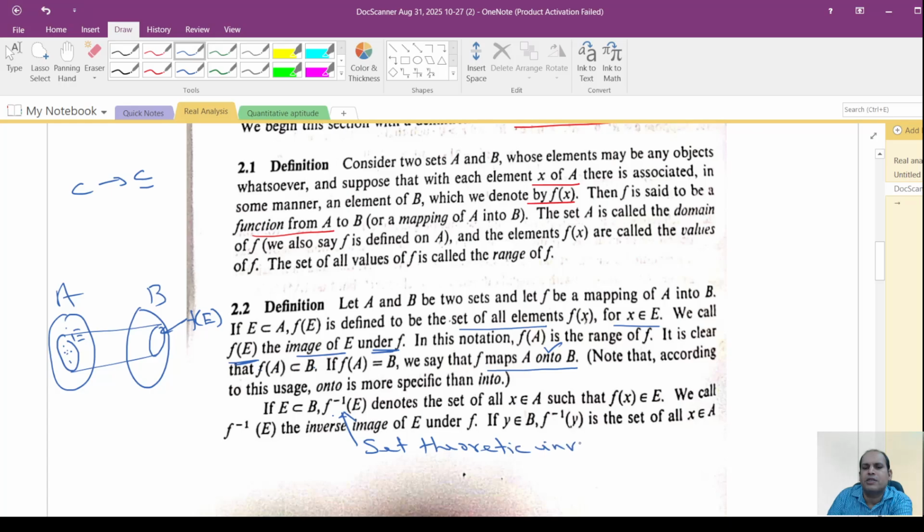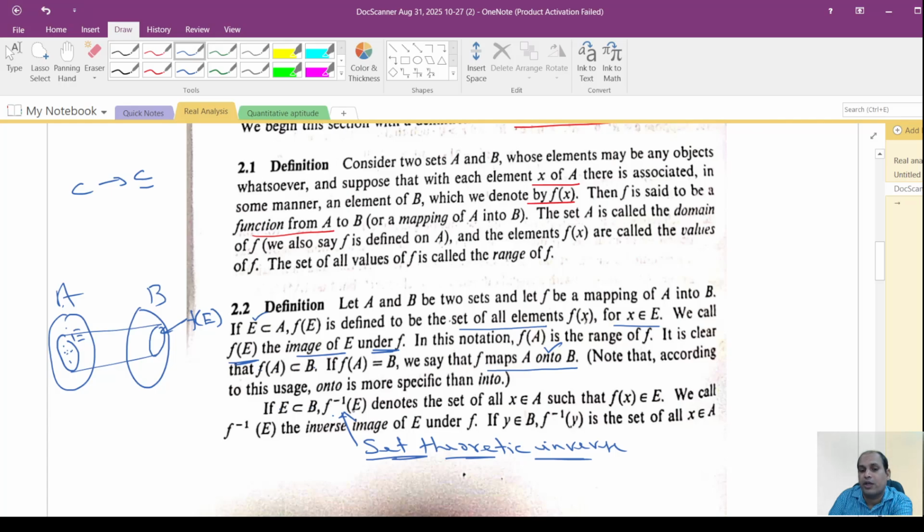Now, in this case, we are taking E to be a subset of B. Earlier, in the case of direct image, this notation E was taken as E may be equal to A, or E may be a proper subset of A, or E may be empty, but we are here doing the non-trivial case. So, let us understand the concept of set theoretic inverse.